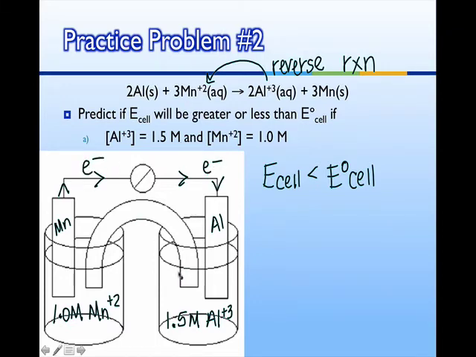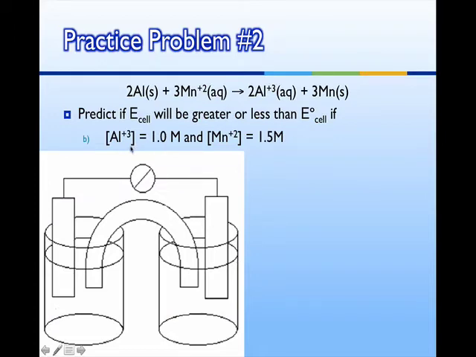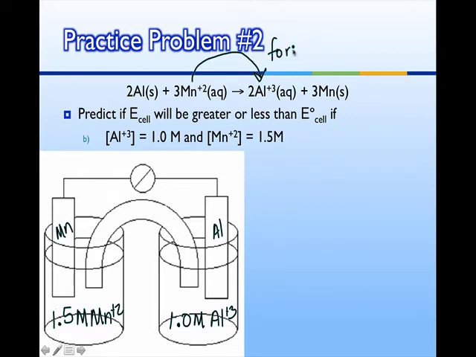So the electrons are going to want to flow this way in order to neutralize what's going on here. Then the next question says, if we change the aluminum to 1 molar, and this is still aluminum, and the manganese becomes 1.5, and this is manganese, we can see that we now actually have more reactant than we should. So more reactant means we're going to shift to the right, which means our forward reaction is going to be favored the way that it's going to run anyway.